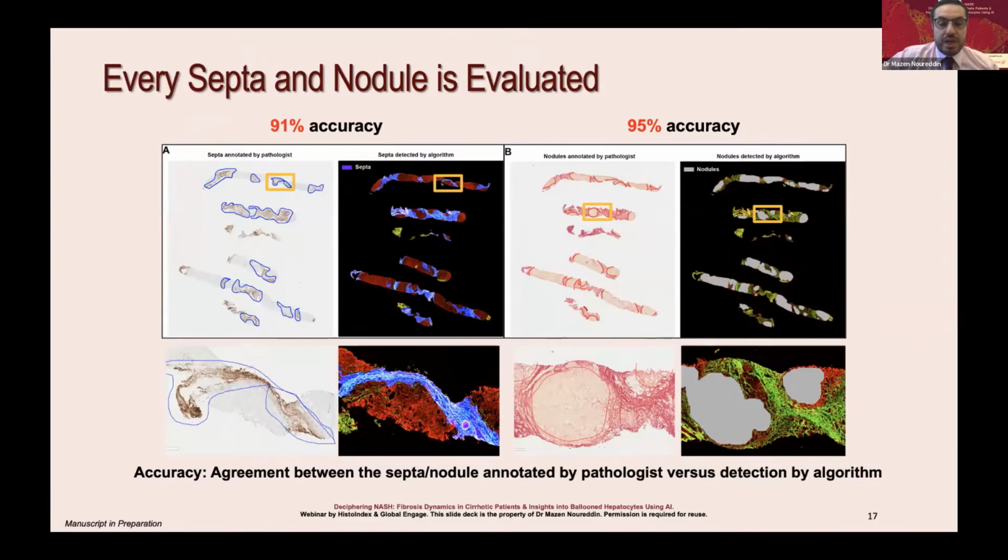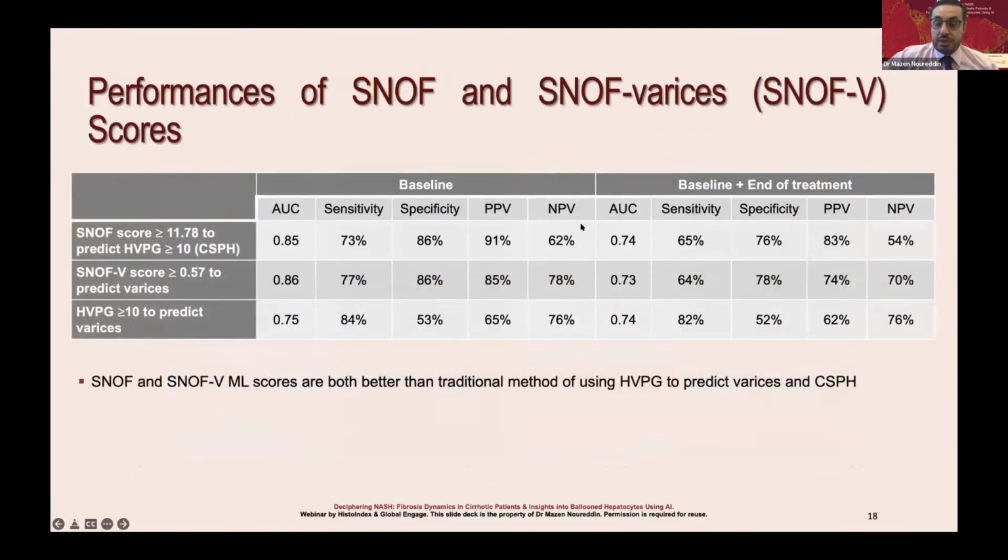So there's a high degree of agreement with the pathology annotations, and in the future, those nodule and septa will be done in a systematic fashion by a machine learning algorithm. But let's look at the clinical data here. So at the bottom, you see HVPG, which again is invasive, to predict varices, and the area under the curve was 0.75.